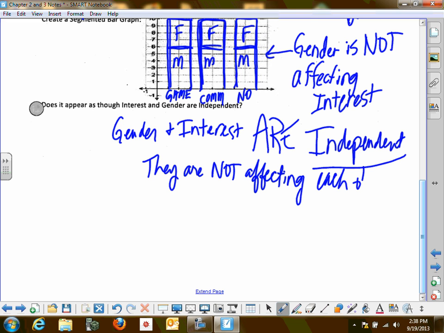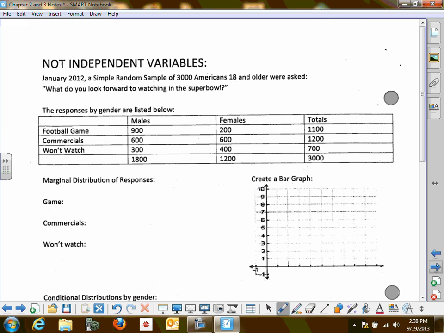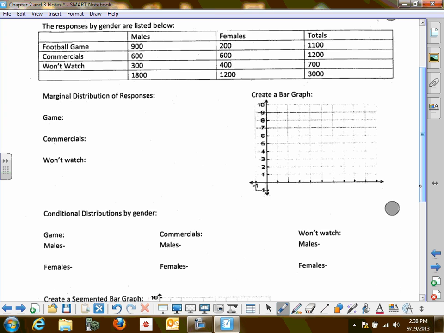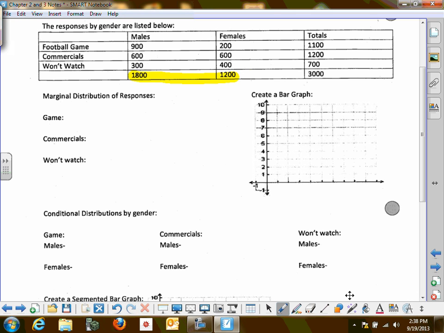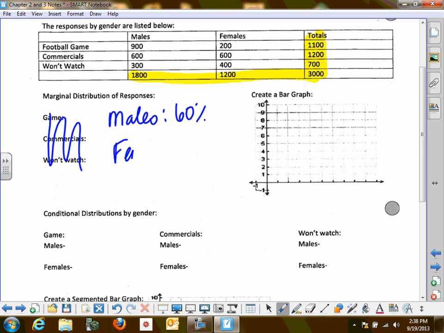Okay. So let's see what this will look like on the different side when they do affect each other. Let's see what it mathematically looks like when they do affect each other. Same situation, but I changed the numbers slightly. The marginal numbers are still the same. Actually, the gender ones are still the same. The others are different. So we still have 60% males and 40% females.